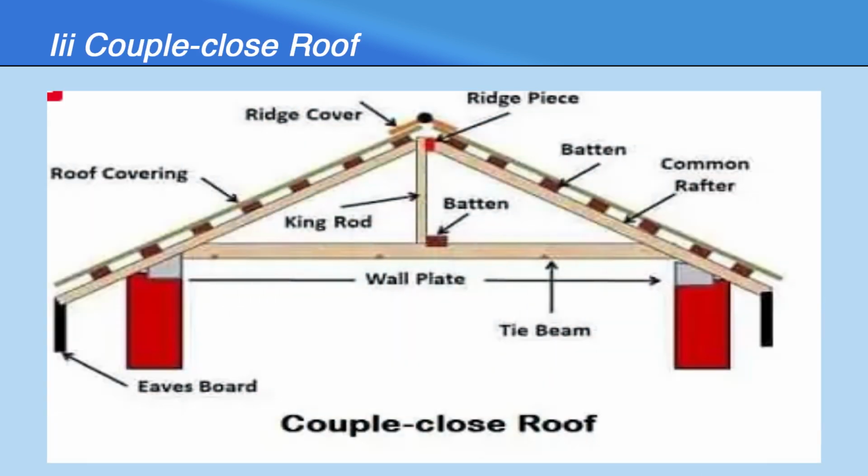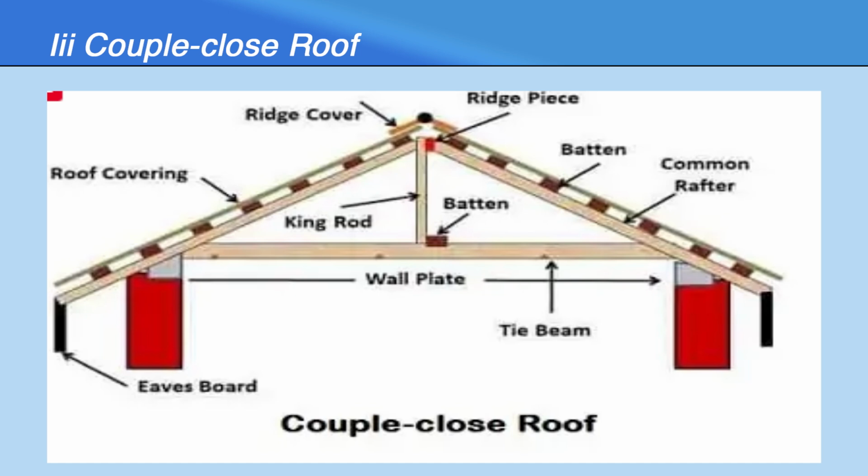Next, couple close roof. Couple close roof is similar to the couple roof except the common rafters are connected to the tie beam near the lower end of the rafters. The tie beam takes the horizontal thrust and prevents the tendency of the rafters to spread out, and also helps to eliminate the chance of overturning the wall. This pitch roof can be used up to a span of 5 meters.